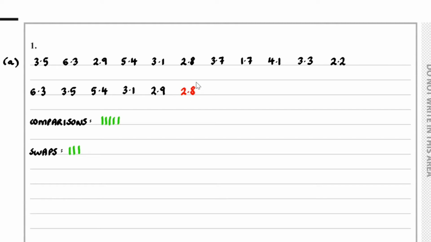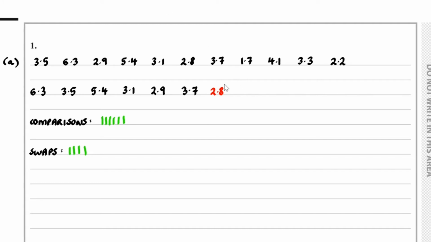We then compare the 2.8 with the 3.7. So that's another comparison. Do they need swapping? Well, 3.7 is larger than 2.8. So 3.7 would go here, and temporarily the 2.8 will go here. So we made another swap there.